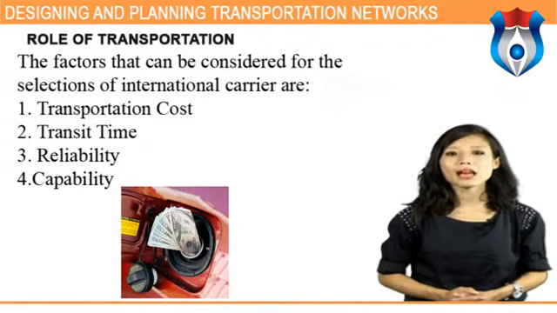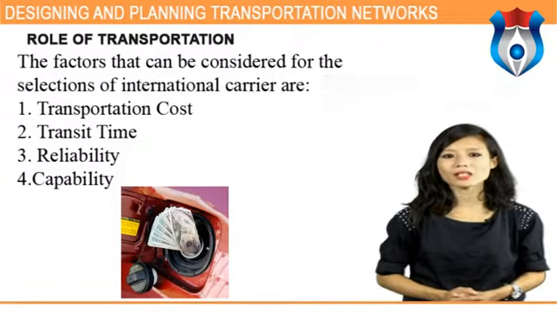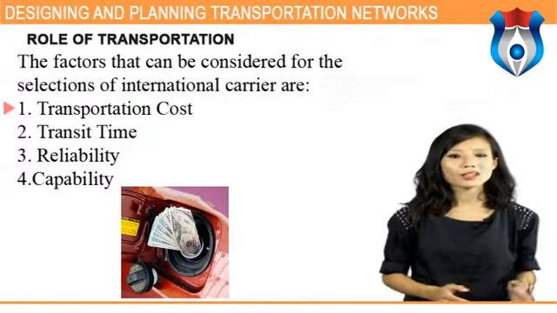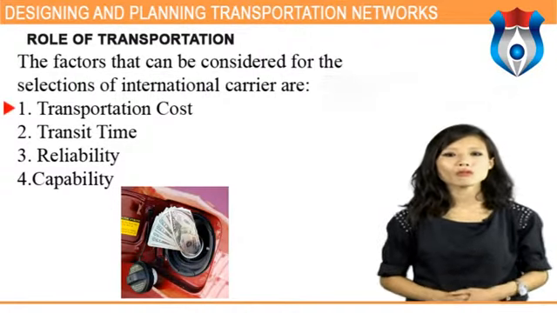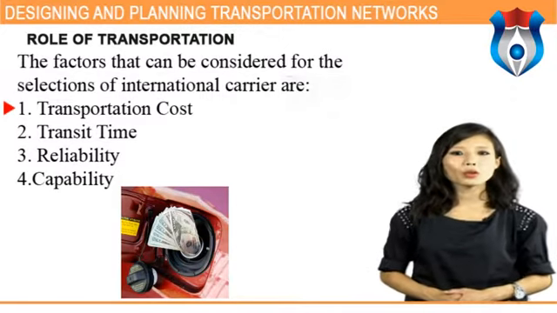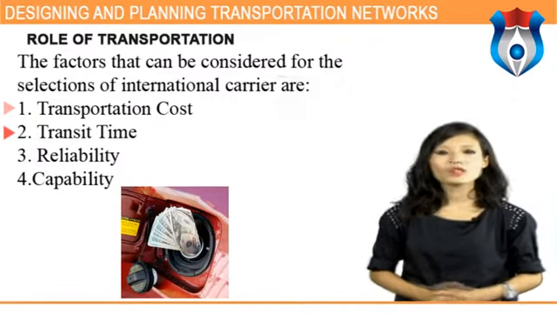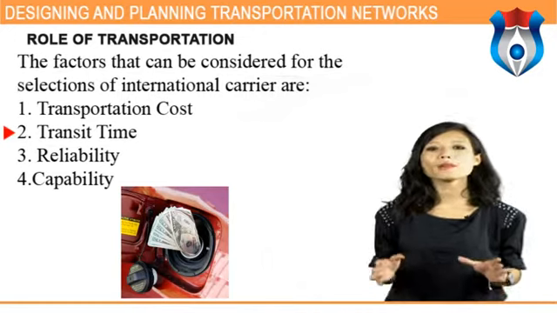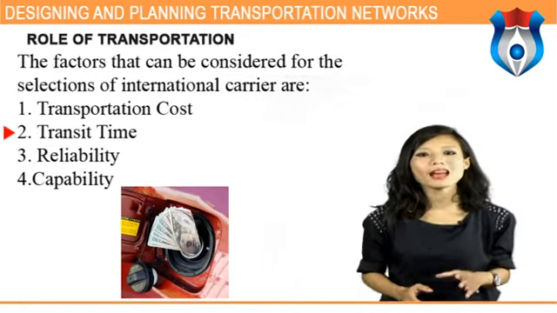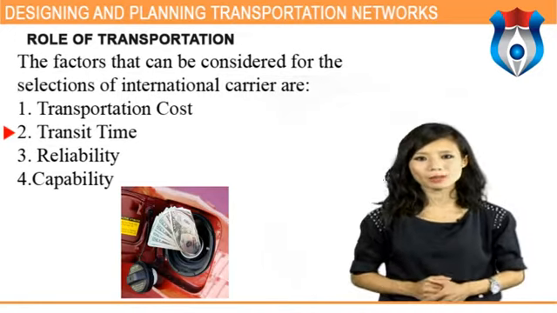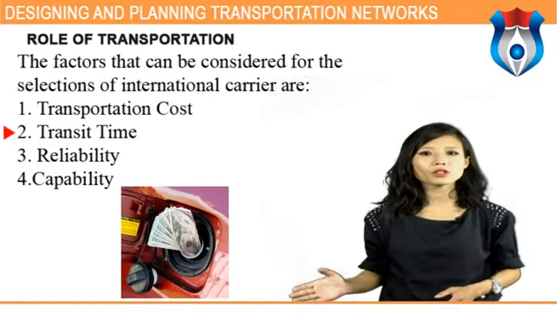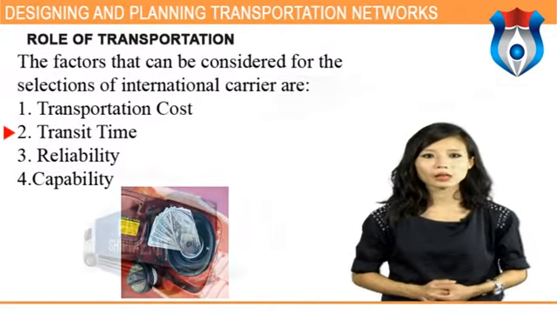The factors that can be considered for the selection of an international carrier are transportation costs. This includes rates, minimum weight, and loading and unloading charges. Transit time is the total time that elapses from the time the consignor makes the goods available for dispatch until the courier delivers the same to the consignee.